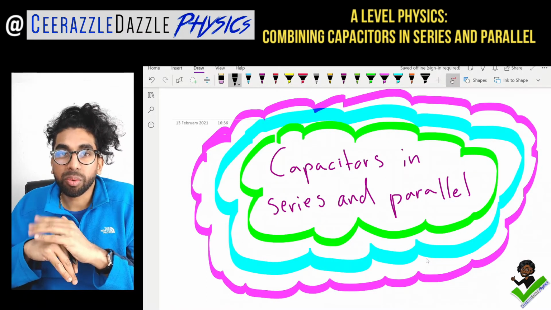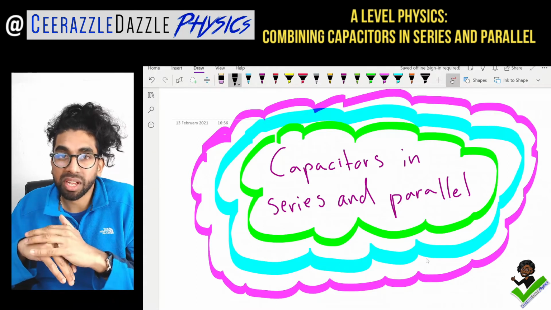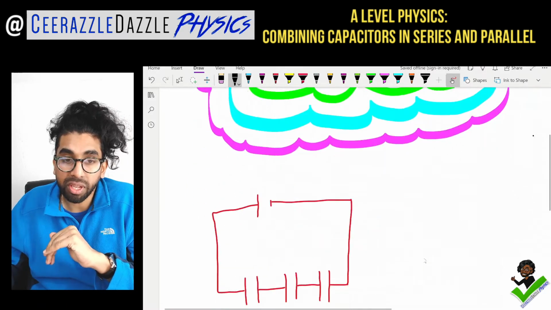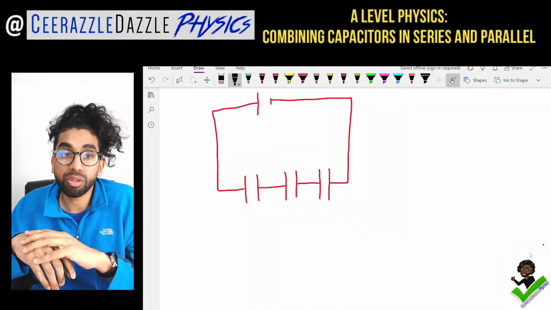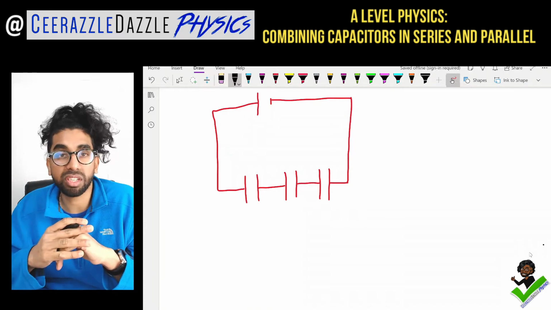In today's session, we're going to be talking about how to add capacitors in series and parallel. So we'll start with the following diagram here. In the following diagram, guys, you'll be able to see that we have a cell on one side here connected to three capacitors in series.